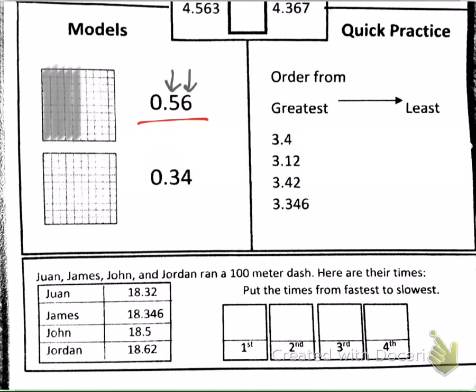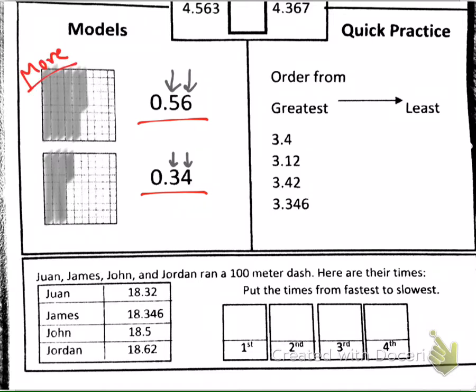Then in the hundredths place, we have a 6. That means we need 6 of those little squares shaded in, because each one of those little squares represents 1/100th, since it takes 100 of them to make one whole. So there's my model for the first number. The second number is 34 hundredths. In the same way, I'm going to shade in 3 tenths by shading 3 columns going down. And then finally 4 hundredths, so 4 little boxes. There are my 2 models.